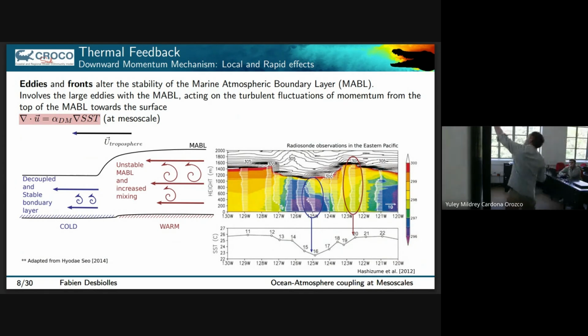So here is, for example, a radiosonde observation in the Eastern Pacific. What we see is the boat goes from there to there, and there are some radiosondings. And this is the SST along the boat track, right? And here, this is the radiosondings of the atmosphere. And what we see is that at the cold core of the mesoscale SST, we have a reduction of the MABL height, okay? So the boundary layer actually reduced.